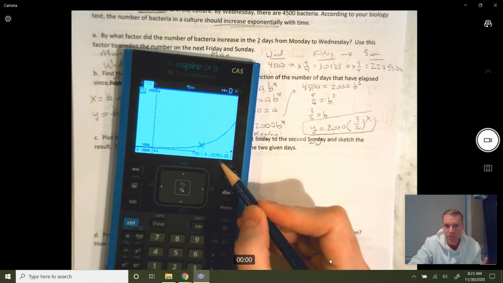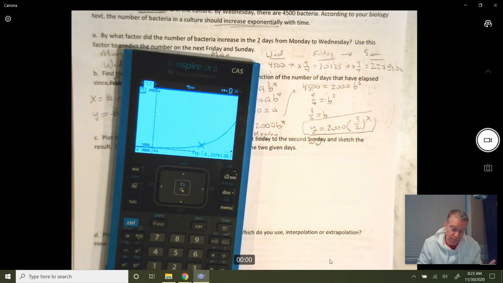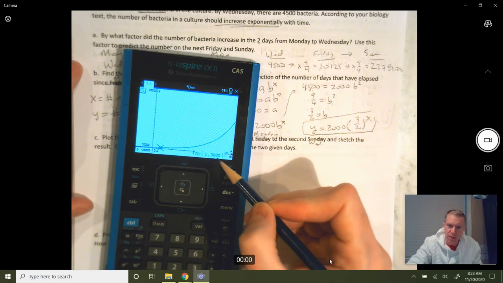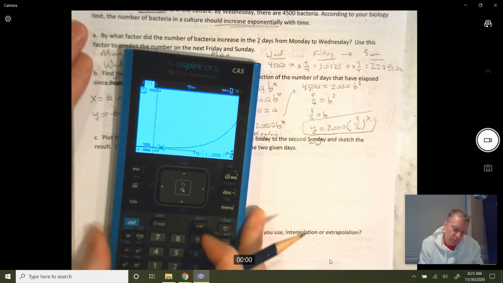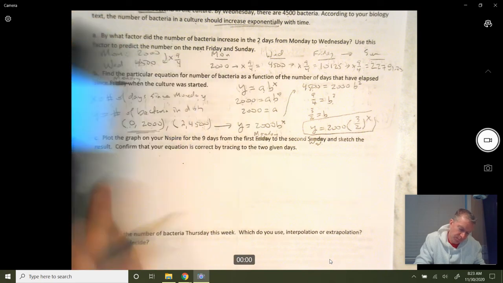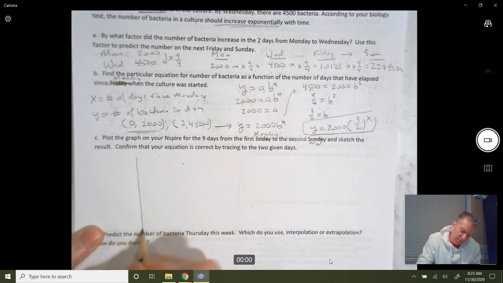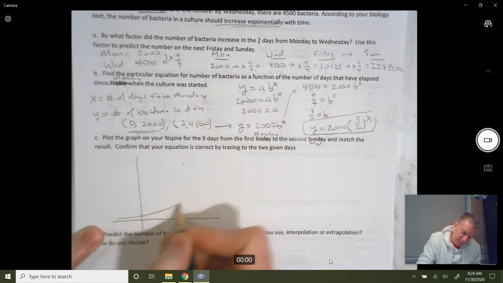So now that we have our equation, we could figure out any day. We could now say how many do we have on that first Tuesday, so 1 day after. So we went to 3,000. Okay, so we could plot this, sketch the result. We'll just do a rough sketch. It looked something like this.